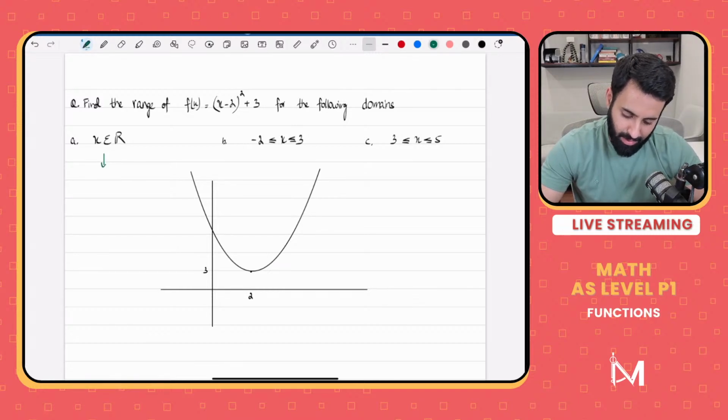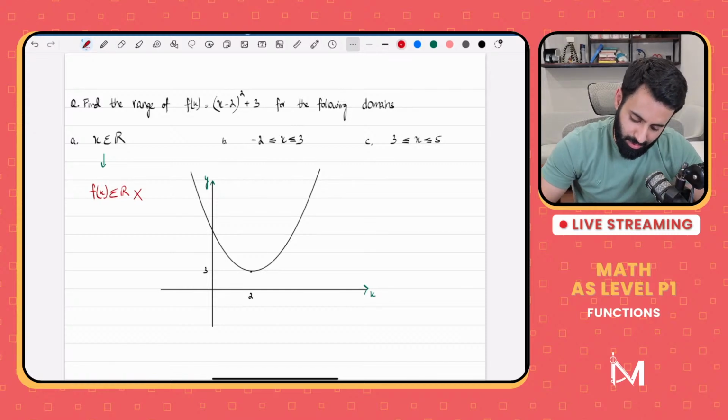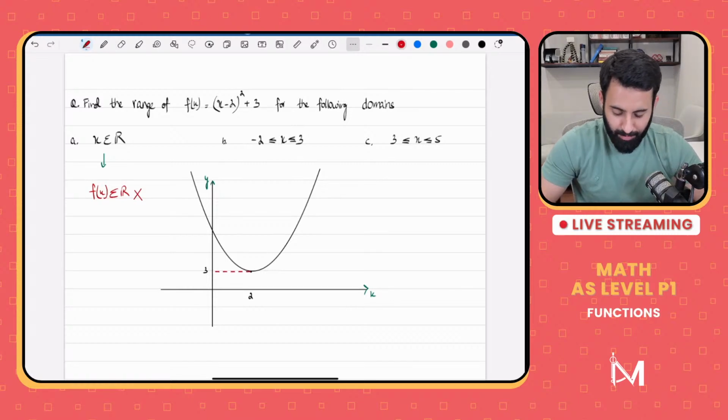Now, can I say that if x belongs to the set of all real values, meaning that there is no restriction on the x value that can be plugged in, that f of x belongs to the set of all real values? Can I say that like we did for a straight line? No, we cannot. Why? Because we can see that there is a limit. There is a minimum y value which the function is always equal to or greater than.